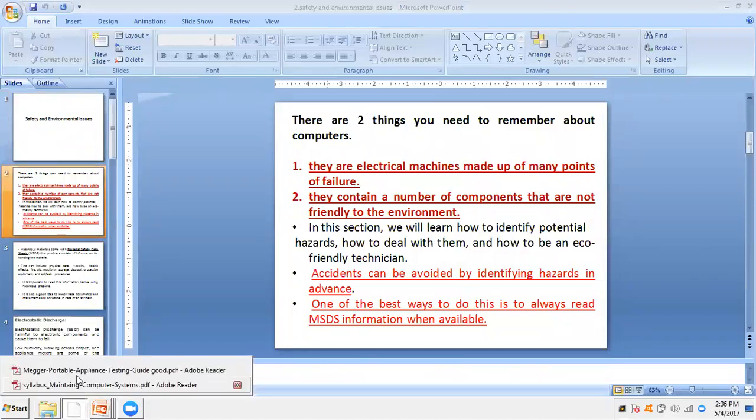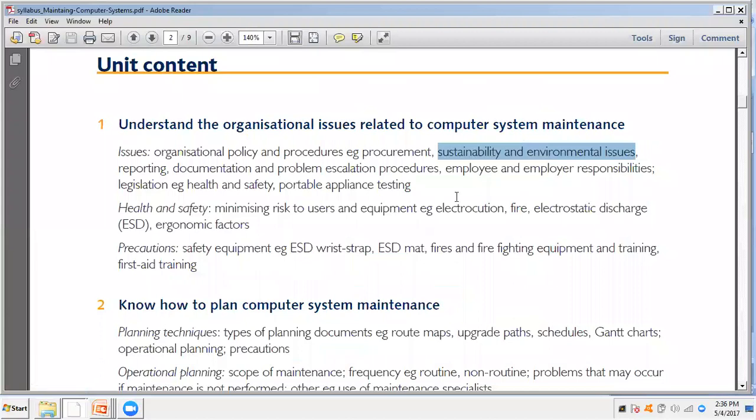So you have learned how computing equipment affects our environment and how the environment affects our computer equipment, right? Both ways. So we have studied policy and procedure. We will see what is procurement, sustainability. Environmental issue we have completed. We will see how to do problem escalation procedure. We will see documentation. And employee and employer responsibility has been done in the last lecture, right?